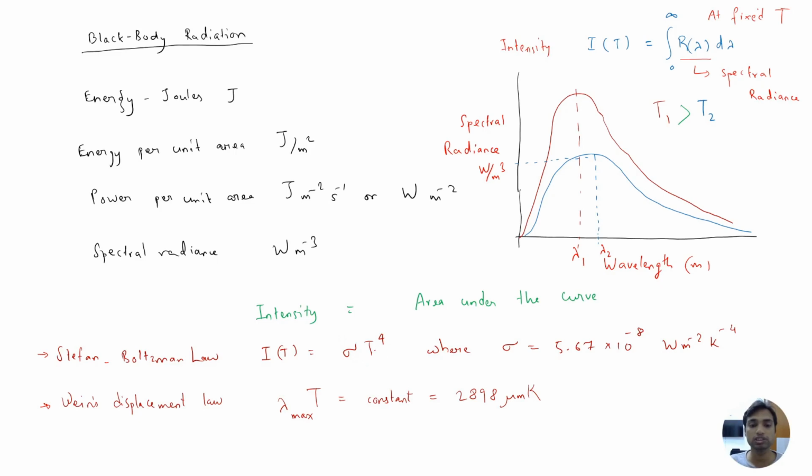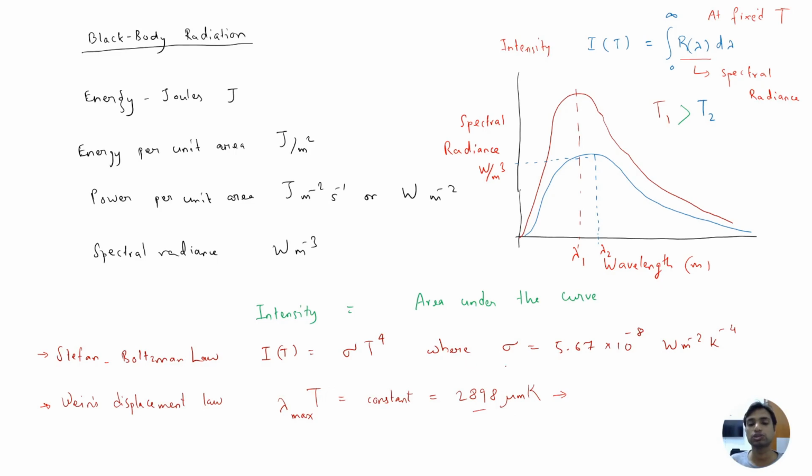So if you increase the temperature by twice, then the intensity will increase by 2 to the power 4 times, which means 16 times. And Wien's displacement law can be captured like this: lambda max into temperature is a constant, or lambda max is inversely proportional to the temperature, and it is given by this formula.